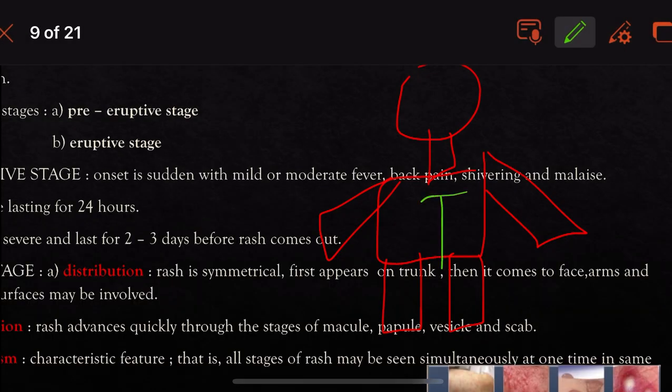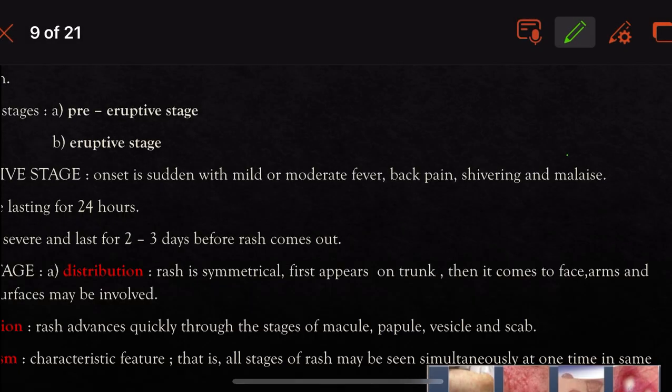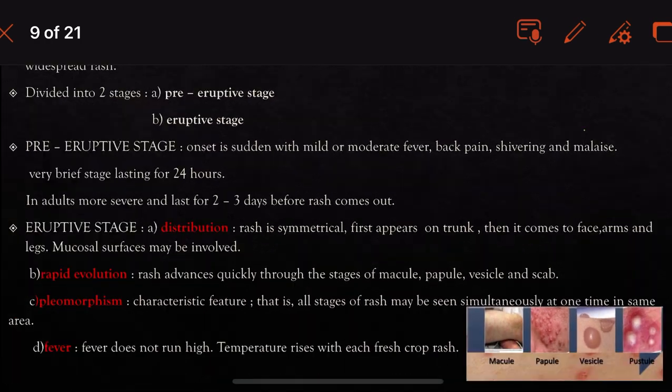So first it is going to appear on the trunk. You can write it as 1. First comes on the trunk, then it goes on the face. We have 2 eyes, right? So 2 eyes. You can remember it as a nose. 2. The first one is on the trunk. The second one is on the face. And then comes the arms. We have 3. It goes on the arms, and next it goes on the legs. Clear? Trunk, face, arms and legs.